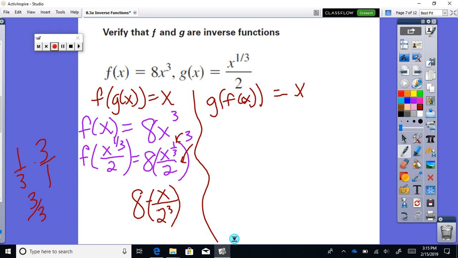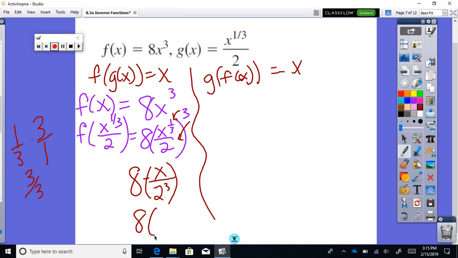2 to the third is 2 times 2 times 2. So you get 8 times x over 8. This is like 8 over 1. So these 8s simplify to 1, you just get x. So this side is verified. I have to verify the other side as well. So I'm proving it by showing my work, basically. Just showing your work that both equal x.